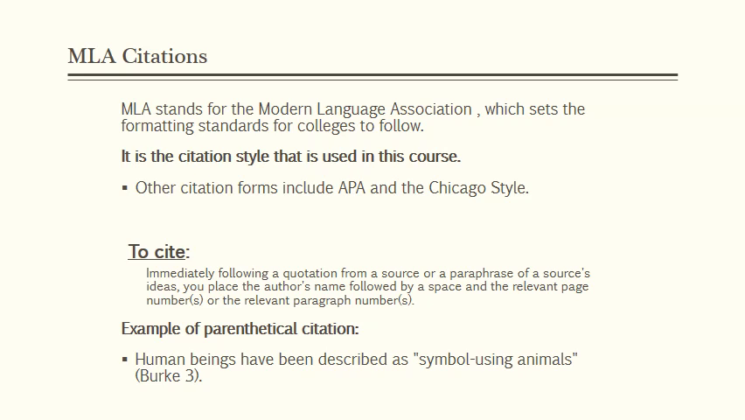And as an example of a parenthetical, sometimes they call it in-text citation, sometimes they call it parenthetical: "Human beings have been described as symbol-using animals." The information that you took from the original author is "symbol-using animals," which is why it's in quotation. After the quotation, notice the last name of the author, Burke, and the page number where the person who's writing it got the information from, which is 3.